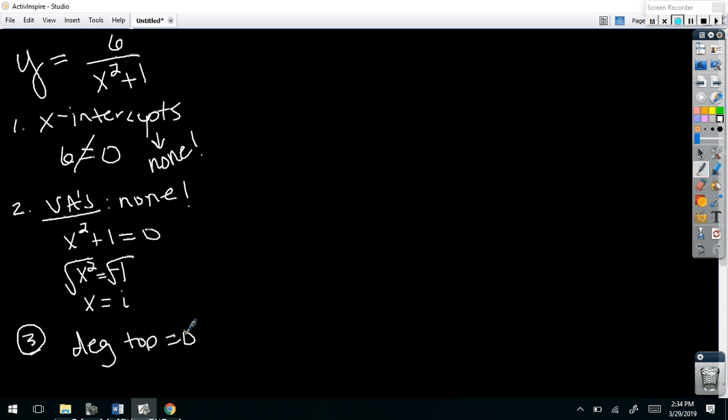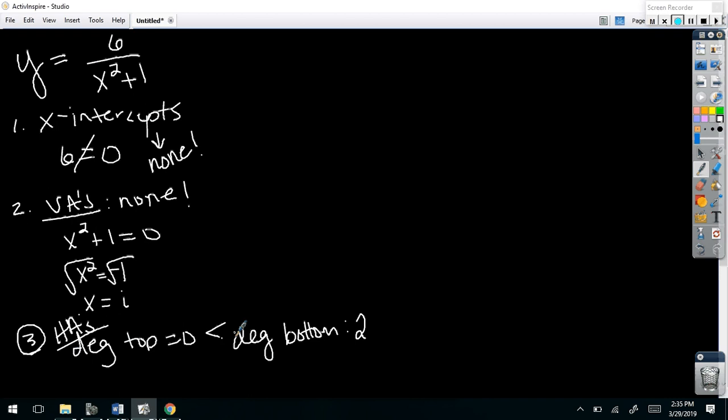But since there's no x there at all, the degree of the top is 0. So what's step 3? Horizontal asymptotes. If the degree of the numerator, on the top, is less than the degree of the denominator... What's the degree of the bottom? 2. So if I were to put an inequality sign in between here, would it be less than, greater than, or equal to? Less than. Right? So which scenario am I in?